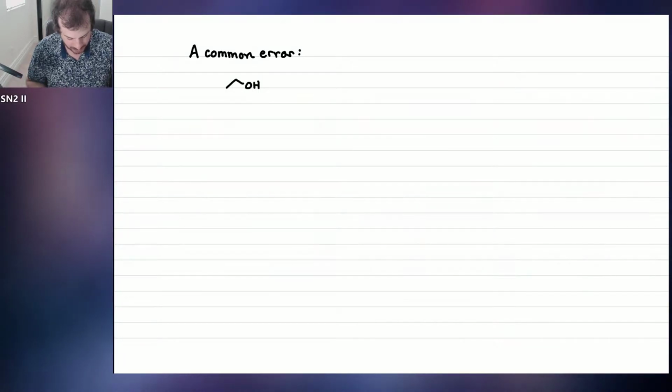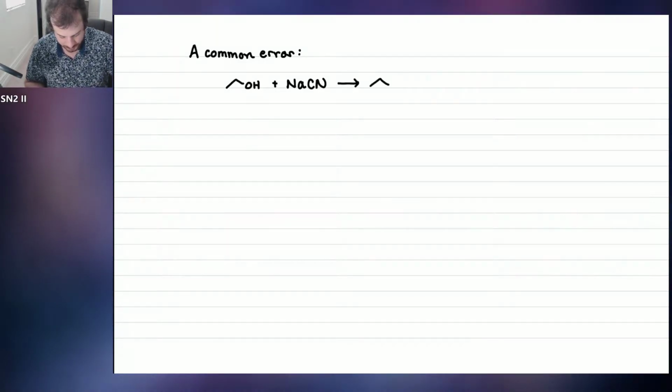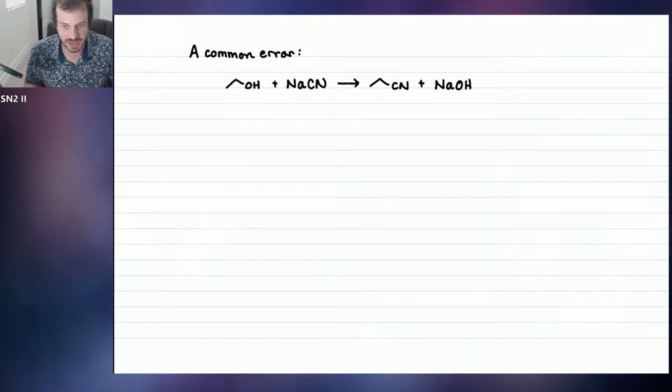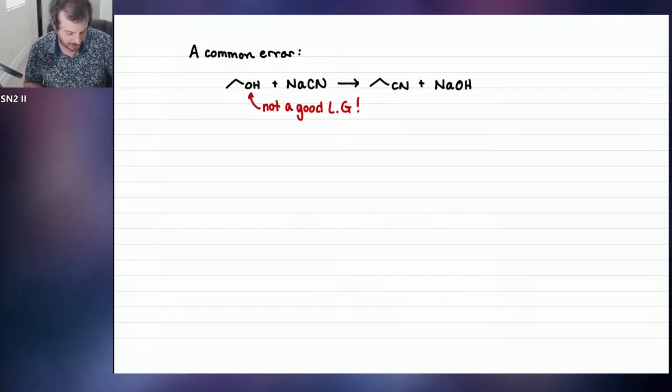Okay, so there's the alcohol plus sodium cyanide produces... Okay, so this is an Sn2 reaction. What's the problem here? What's being substituted here? Well, it looks like the alcohol group is being substituted with the cyanide group. But what's the problem with that? The problem is that OH is not a good leaving group. So this reaction fails. Nothing happens.